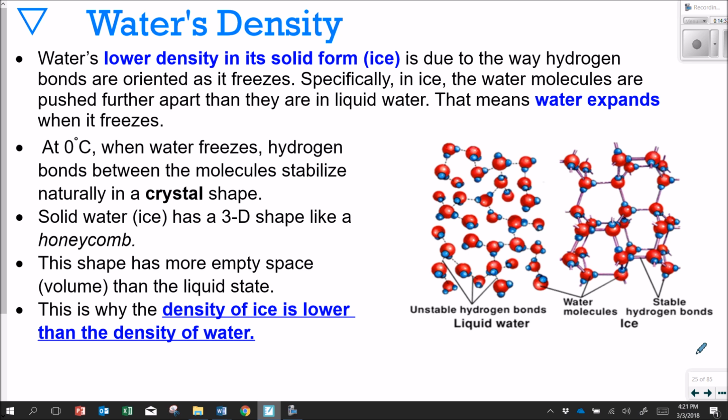Let's see why. The lower density of water in its solid form, that is ice, is because of the way that the hydrogen bonds are oriented as water freezes. The water molecules are pushed further apart than they are in liquid water, so water expands when it freezes. At 0 degrees Celsius, when water starts freezing, the hydrogen bonds between the molecules stabilize naturally in a crystal shape, and it actually forms a 3D shape like a honeycomb. This shape has a lot more empty space than water in the liquid phase. So that is why the density of ice is lower than the density of liquid water.